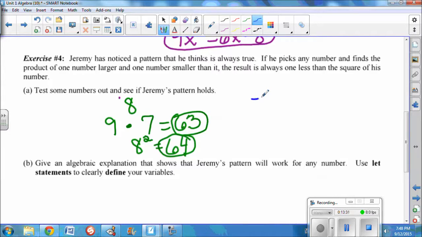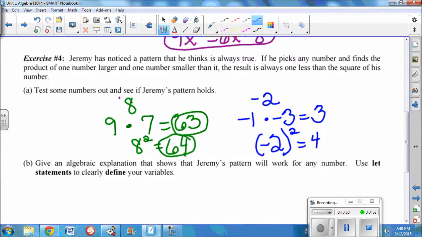Let's pick a negative number. Let's say negative 2. So one number greater, which is negative 1, and one number smaller, which is negative 3. The product of those is positive 3. So now let's square that number. We've got to square the whole number, which is negative 2. Negative 2 squared, holy smokes, it's 4.